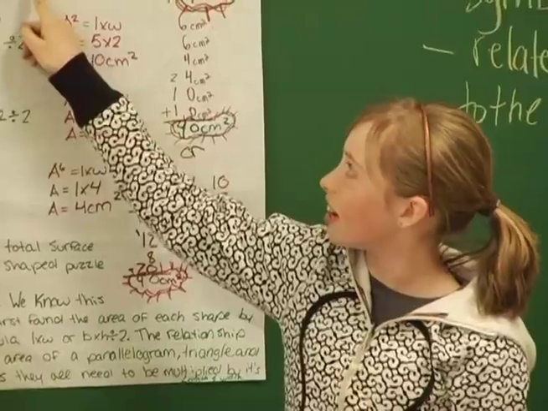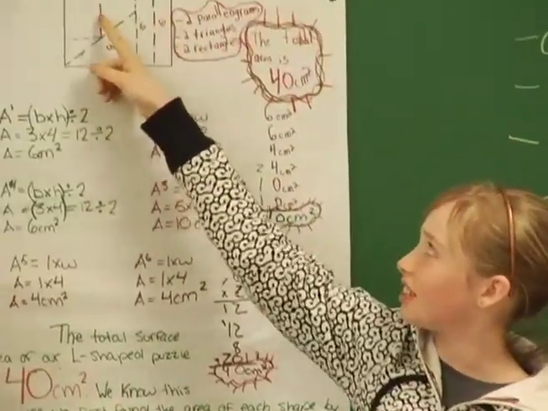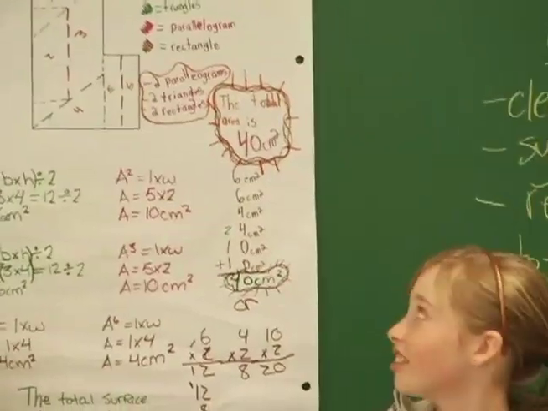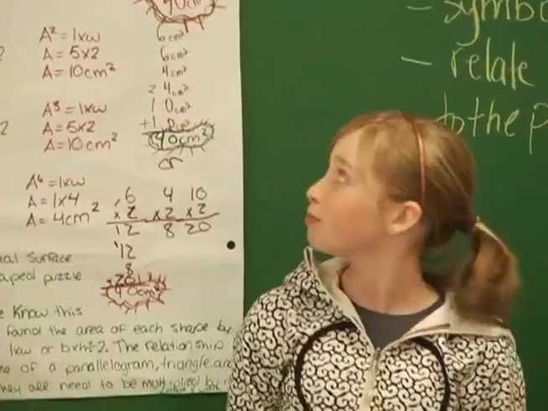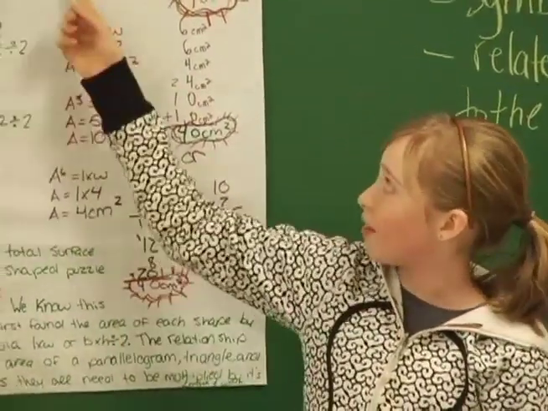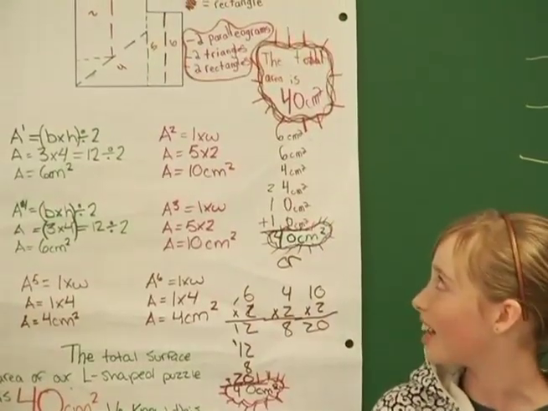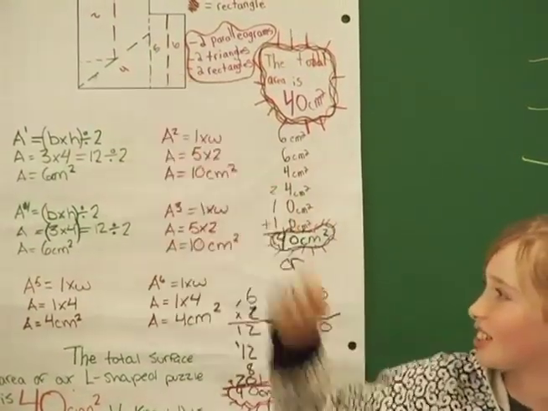To find the area of the triangles, we had to dot it out. So we just act like it's a rectangle. Then we divide it by 2. Then we had to do rectangles, and these are our rectangles here.